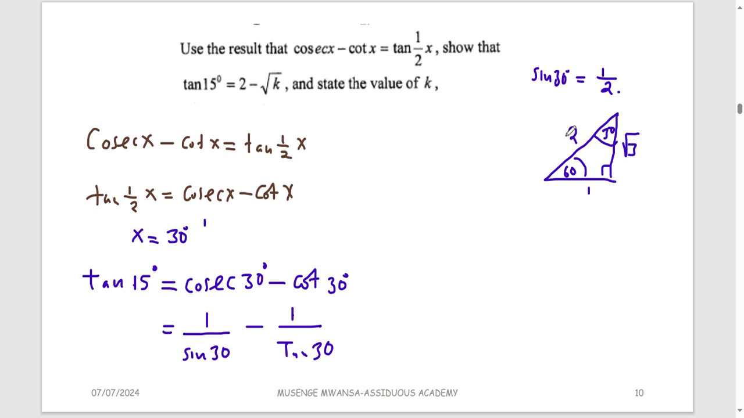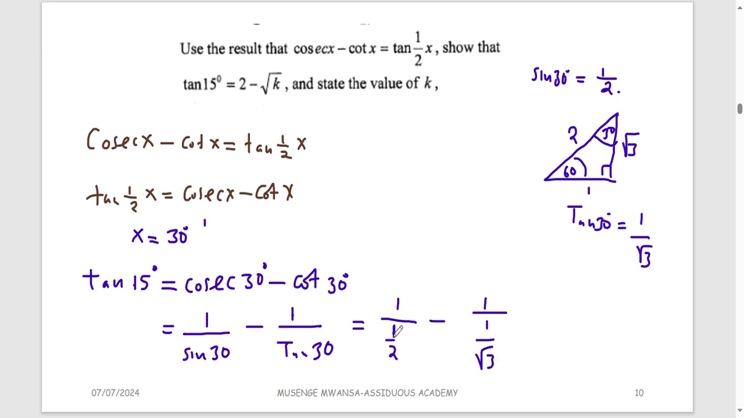So sine 30 is opposite over hypotenuse, okay? And then tan 30 is going to be, remember tan is opposite over adjacent, so opposite is 1. Adjacent is root 3. So therefore this is going to become 1 over, where there is sine 30, we'll put 1 over 2. Then minus 1 over, where there is tan 30, we'll put 1 over root 3.